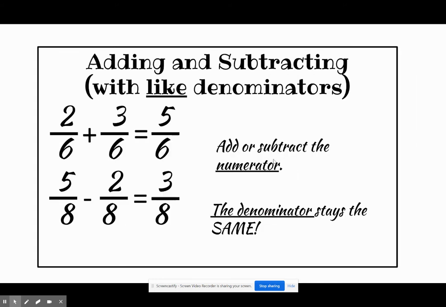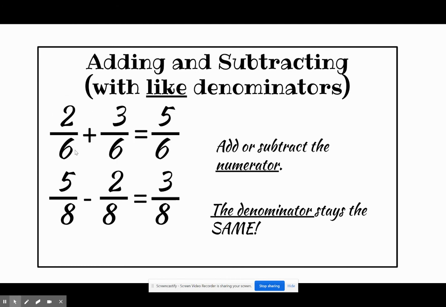Now, adding and subtracting with like denominators, that means the bottom number is already the same. They are the same size piece, so it's easy breezy. You never, ever add the bottom. That's the size of the piece. That's not going to change. But this is the quantity portion of it.